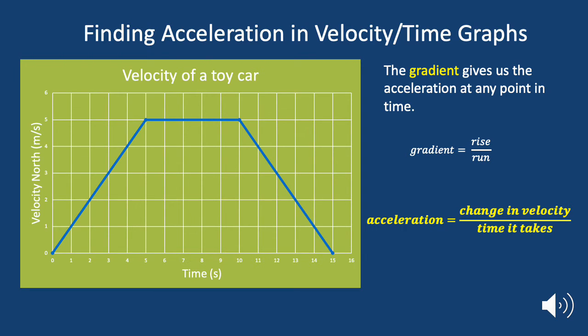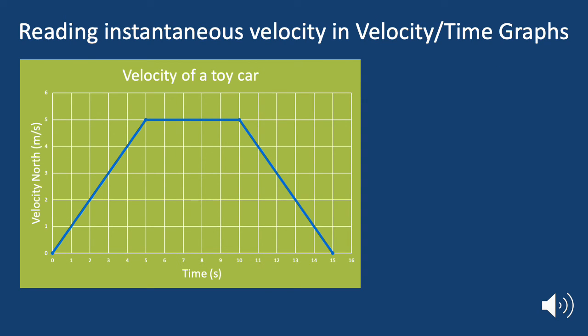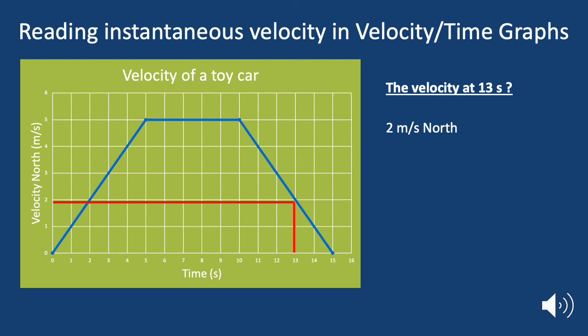From this, we get the acceleration equation. In Year 10 physics, the acceleration equation is equal to the change in velocity over the time it takes. That comes exactly from the gradient equals the rise over run. Gradient is acceleration, rise is change in velocity, run is the time that it takes. So what else can we do with these graphs? We can read the instantaneous velocity off the velocity time graph. That's easy. So for example, at 13 seconds, we're moving at 2 meters per second. And that's velocity versus time graphs.